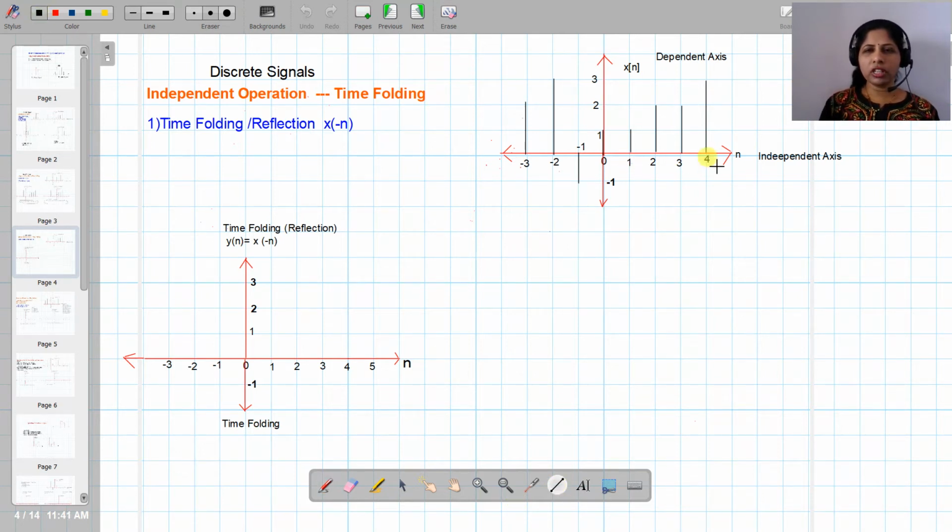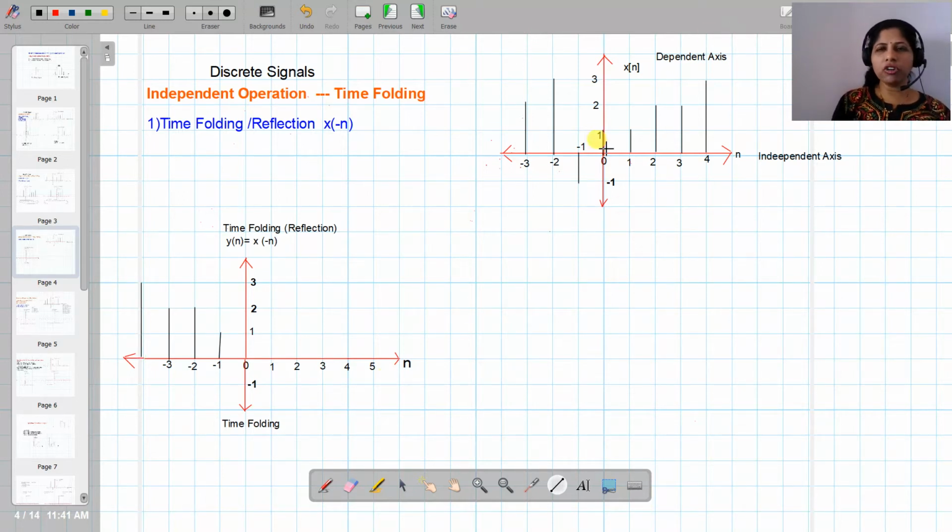First of all, the positive samples come on the negative side. On 1, amplitude is 1, which comes on -1. On 2, amplitude is 2, which comes on -2. On 3, amplitude is 2, which comes on -3. On 4, amplitude is 3, which comes on -4.